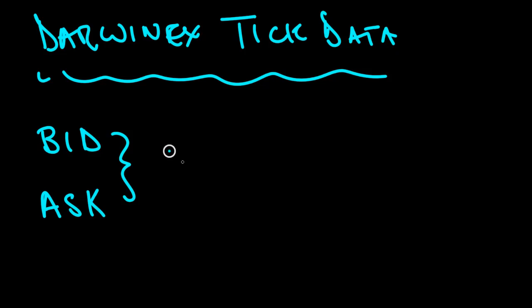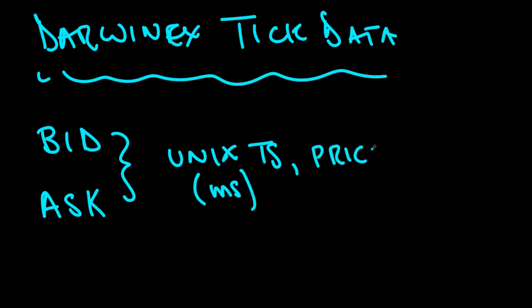You'll have a Unix timestamp, and that will be in milliseconds, followed by a price. Now, depending on the file name, for instance, if the file name contains bid, then the price you're looking at is the bid price. And similarly for ask, it's an ask price. And the last variable here will be the size.